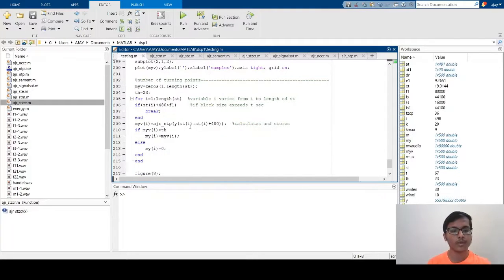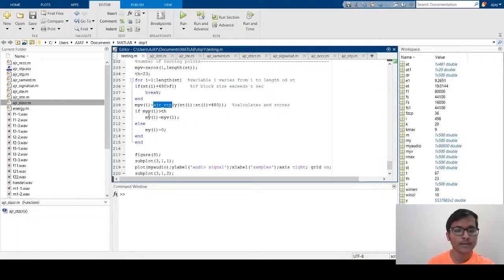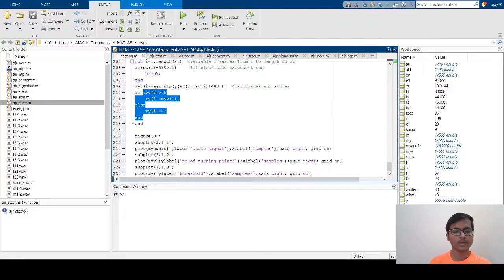Here, number of turning points. In number of turning points also, in a similar way I have replaced the initial basic code with AJR NTP so that we get the number of turning points. And again here for the threshold, after running the code I have taken a threshold value and I have written this code. So here we get the threshold.